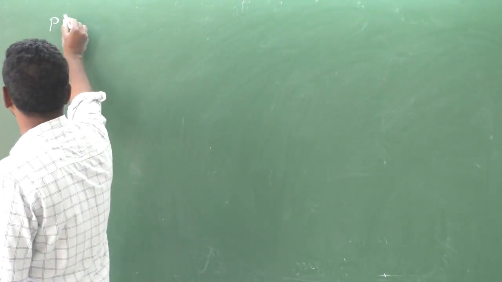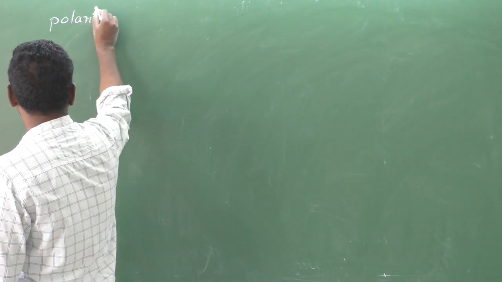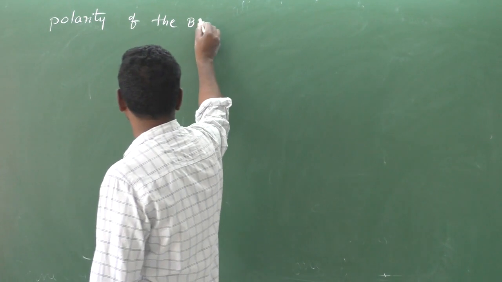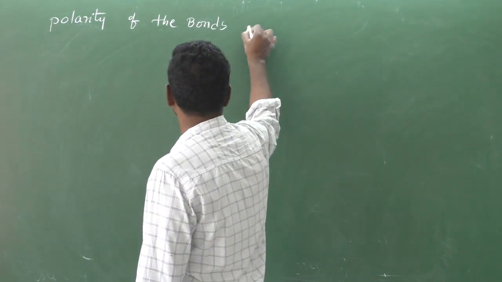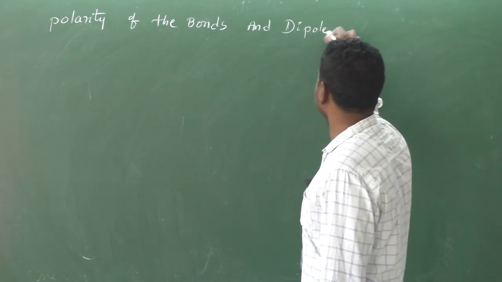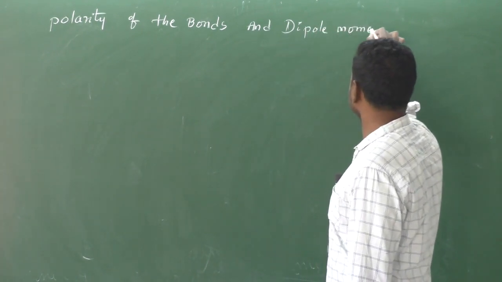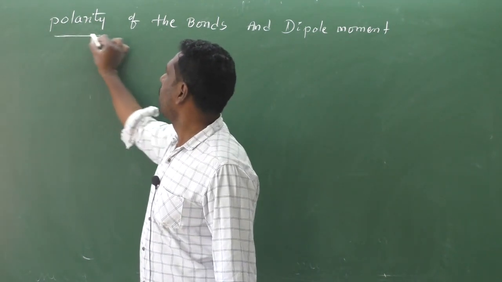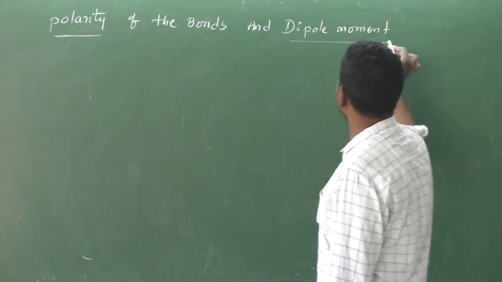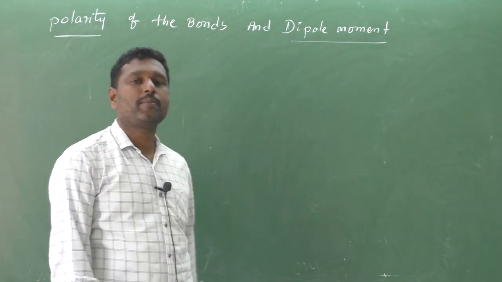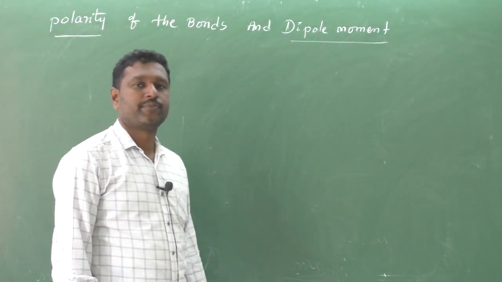The topic is polarity of the bonds and dipole moment. So what is polarity? What is dipole moment? Here we know that a covalent bond is of two types.